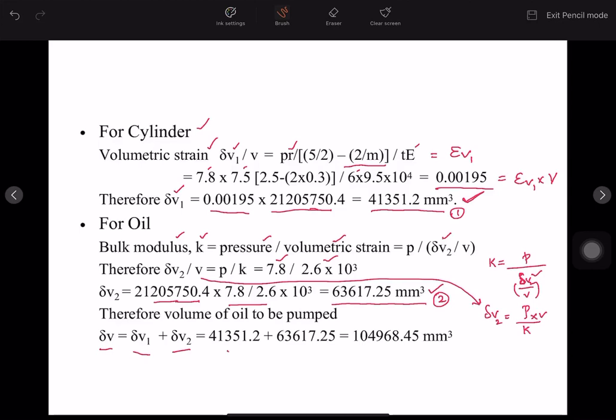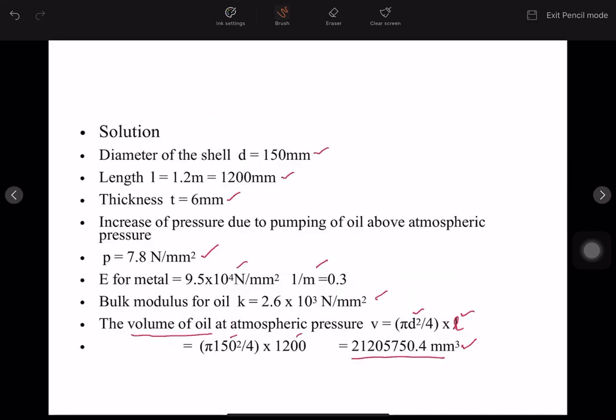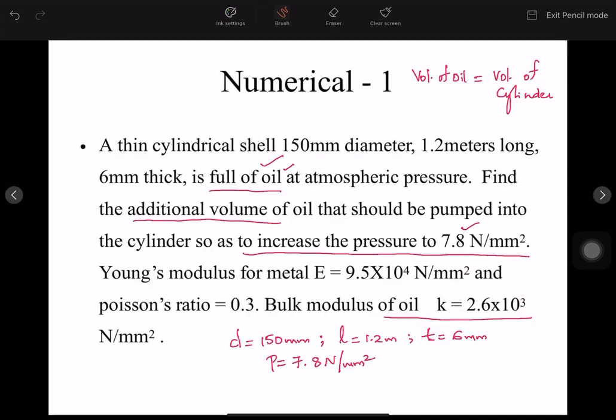So if we add these two values, we are getting 104968.45 mm cube. So this much additional oil needs to be filled in the cylinder to achieve a pressure of 7.8 Newton per mm square. I hope this is clear, or else, once you solve this problem on your own, the concept will be clear for you.